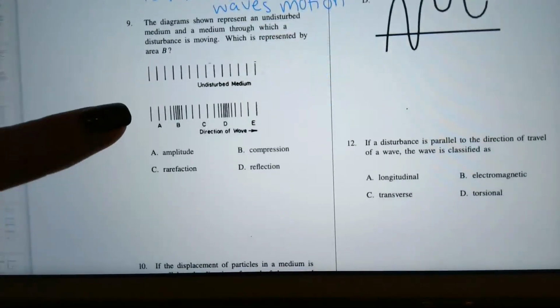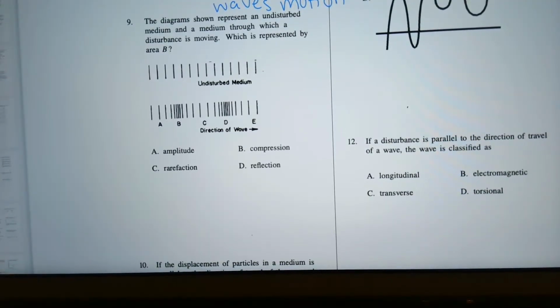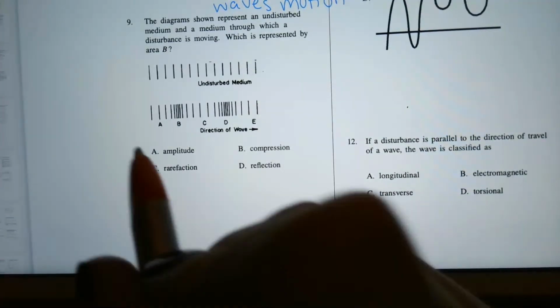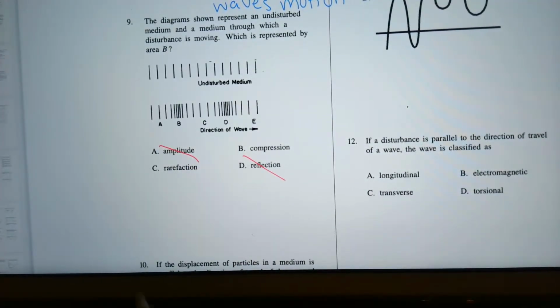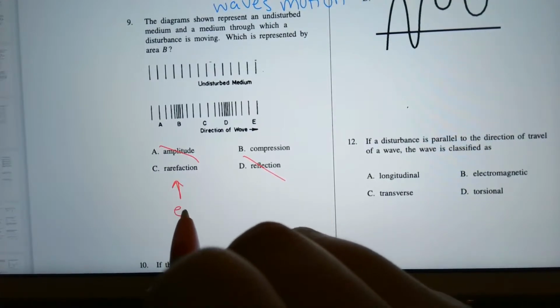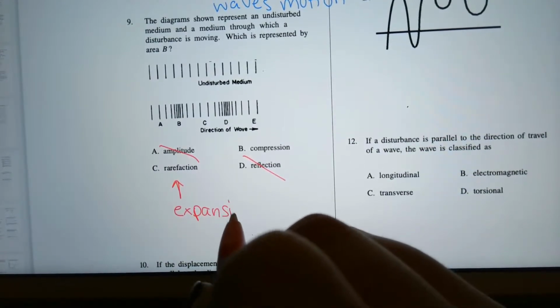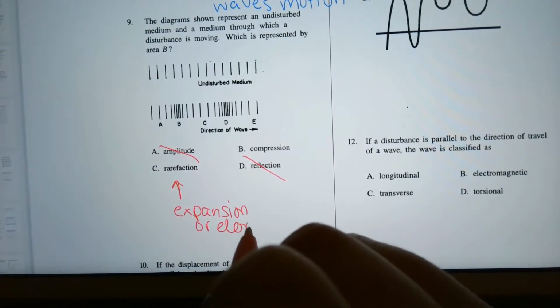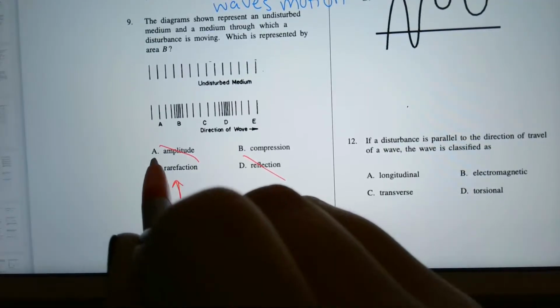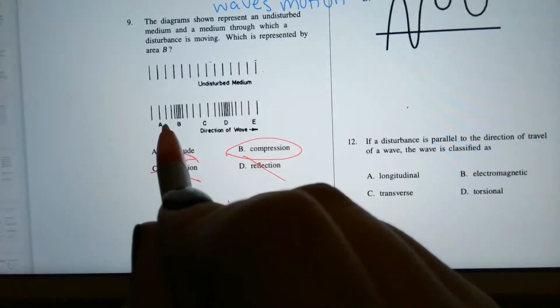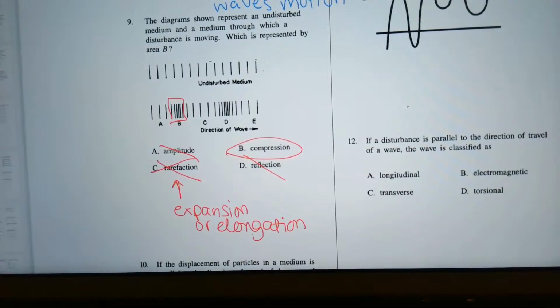Number 9, the diagram shown represents an undisturbed medium and a medium through which a disturbance is moving, which is represented by the area B. So definitely cannot be an amplitude or reflection. And remember, a rarefaction will be an expansion or elongation. That's no good. So therefore, it is a compression, right? And we see all these things are very tightly and squeezed together.